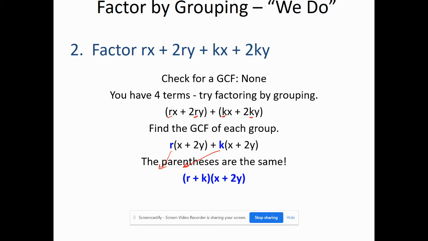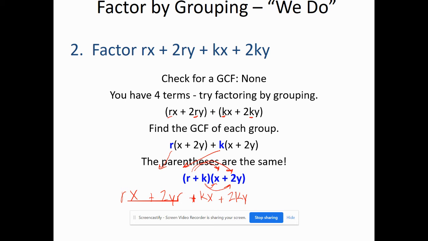And again, if you box or FOIL this back together, then it is going to give you where you started. So R times X is RX. R times 2Y is 2YR. K times X is KX. And then K times 2Y is going to be 2KY, which should be what we started with, and it is. So that's how you can always check and make sure that you're grouping correctly as well.